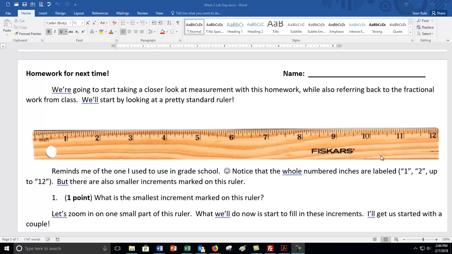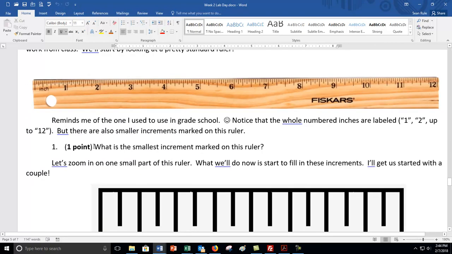Hey everybody! The purpose of this video is to get you some solutions to this little homework on the ruler. Okay. So first question here is, what is the smallest increment marked on this ruler? Okay, so let's take a look at this.